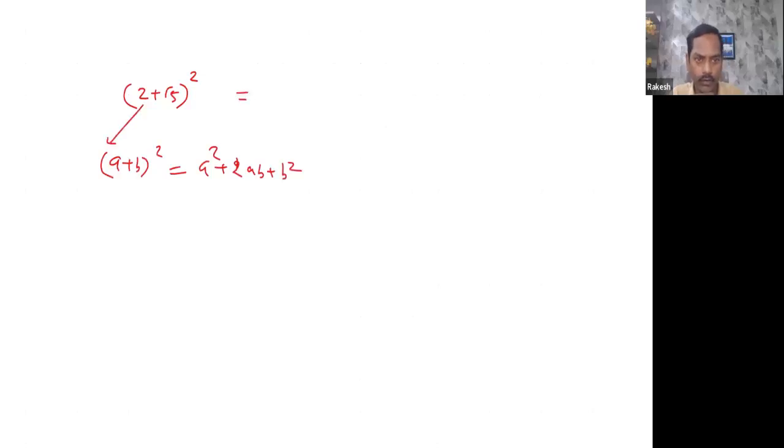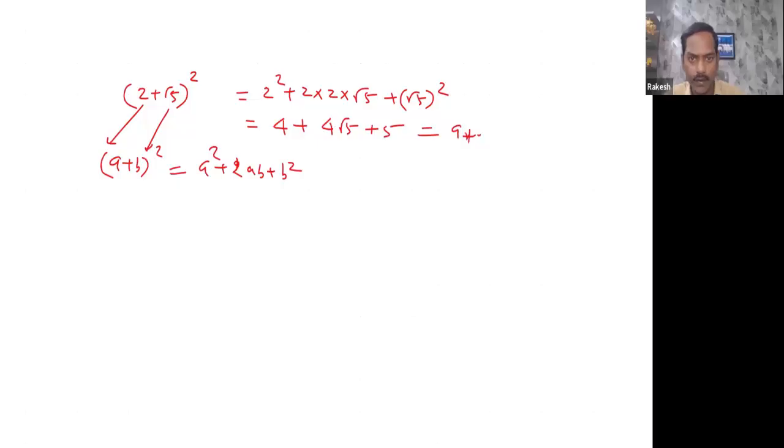So 2 square is this, plus 2 into 2 into root of 5, plus root of 5 whole square. With further simplification, this is 4 plus 4 root of 5 plus 5, which comes out to be 9 plus 4 root of 5. Let me just write it clearly. This is 4 plus 5 will make it 9 and this will remain as it is. So 9 plus 4 root of 5. So from this, we can easily get this because we have such kind of expansion available.